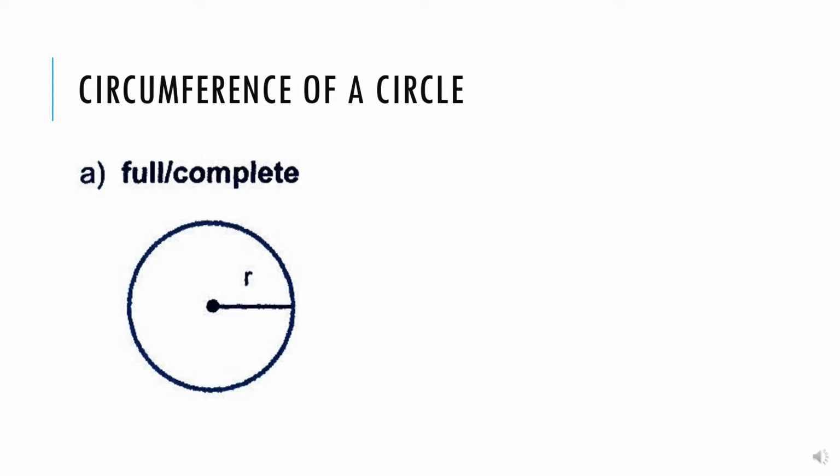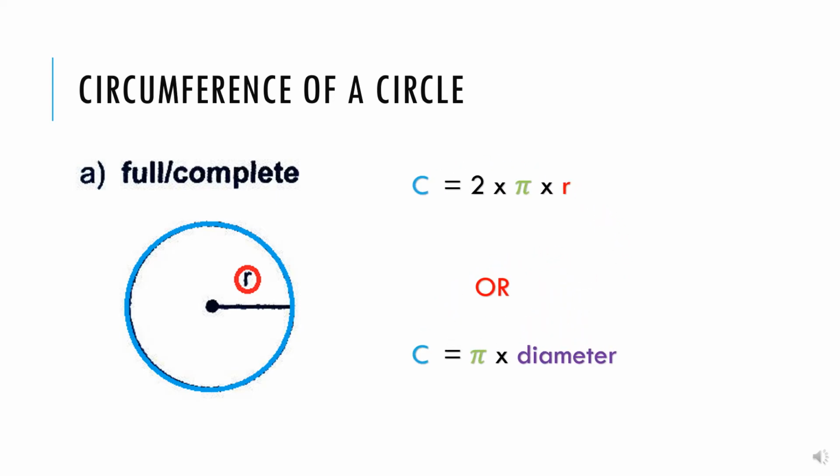So how do we calculate the circumference of a full circle? We want to find the value of the outer boundary, and for that we need the radius or the diameter. So the standard formulas are given as the circumference equals 2 times pi times the radius, or you can use the formula the circumference is equal to pi times the diameter.